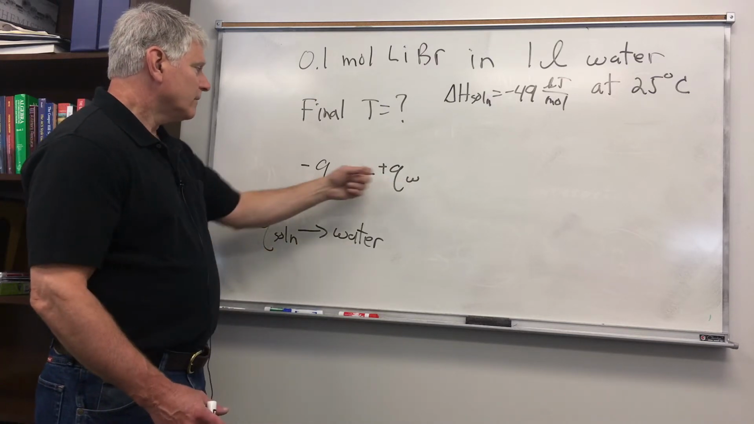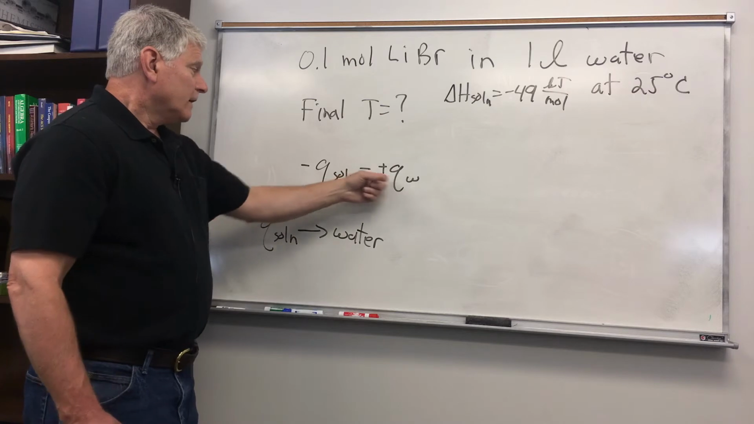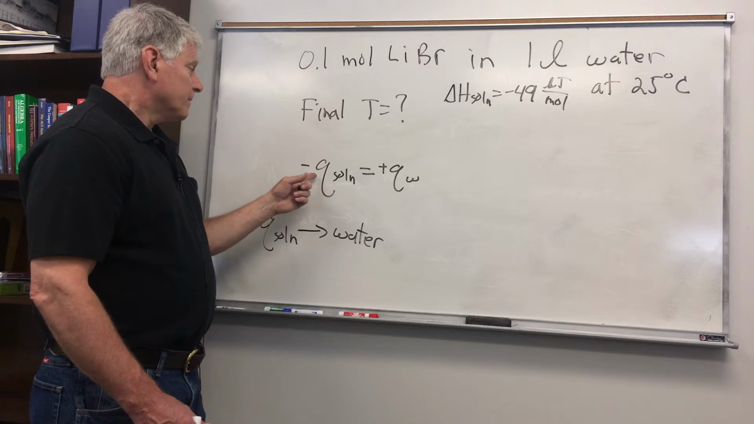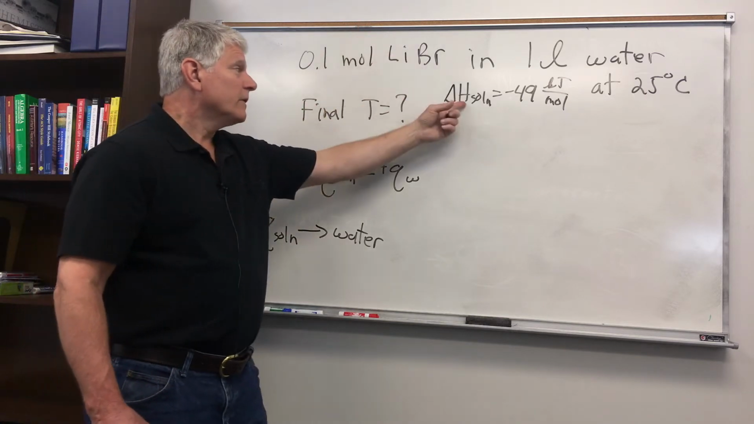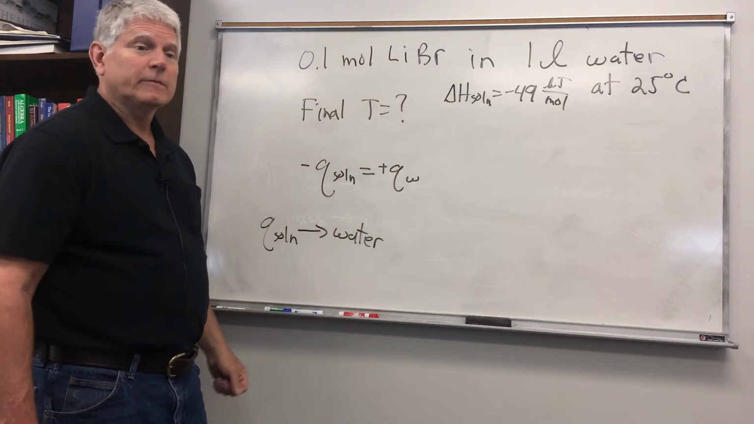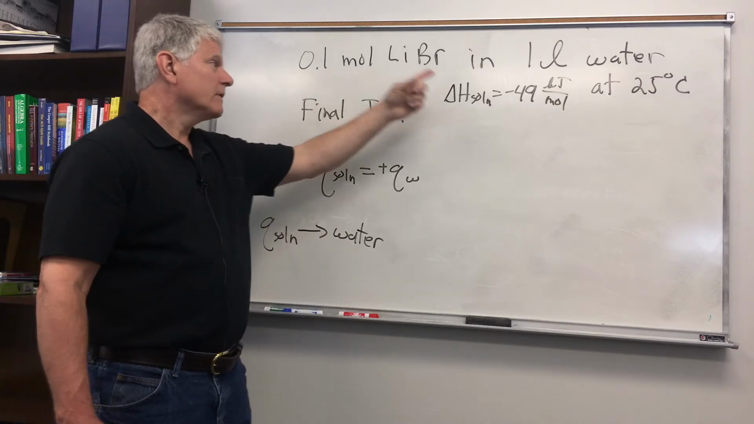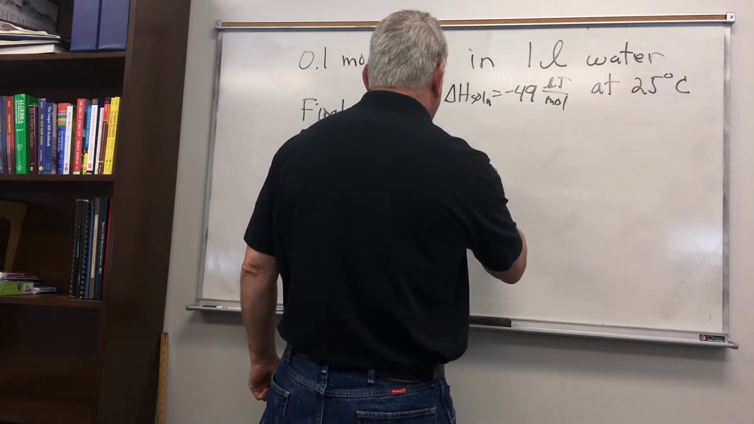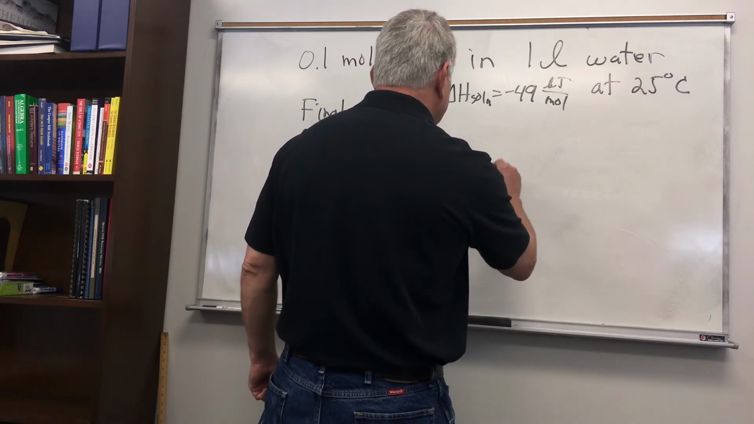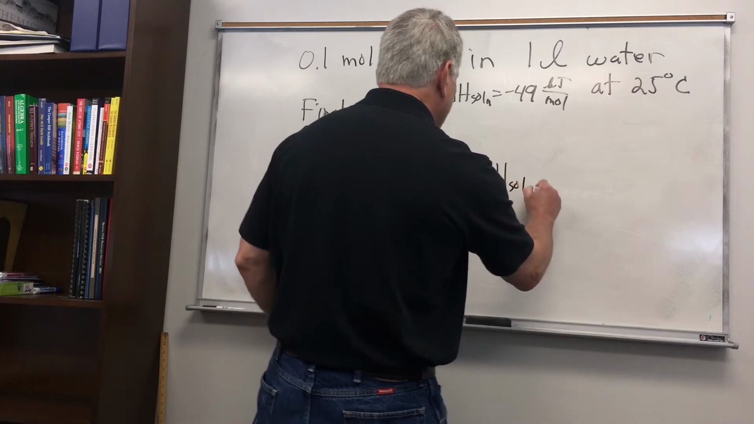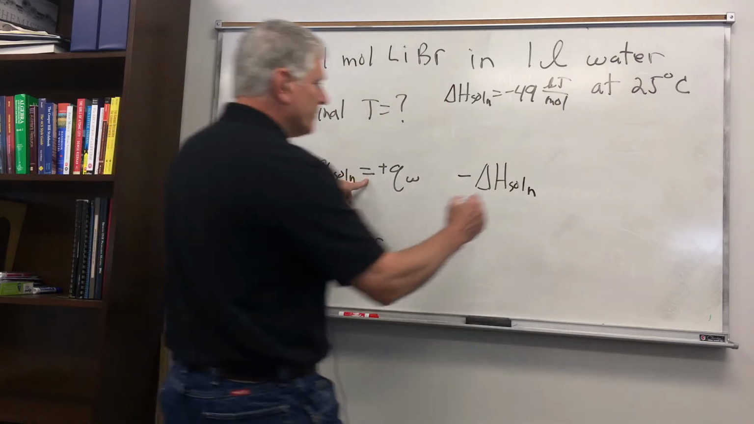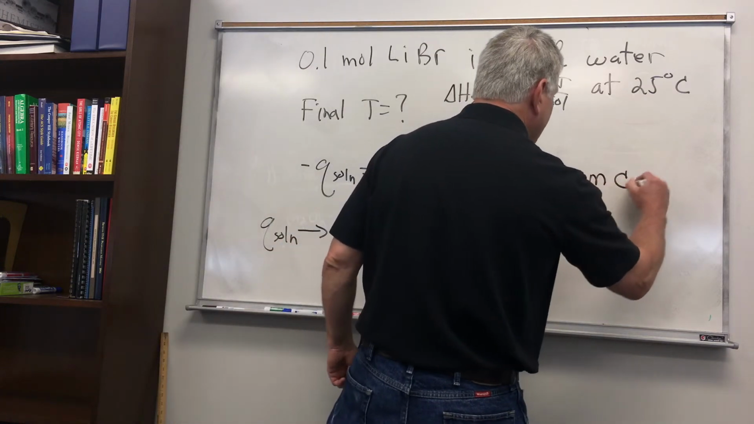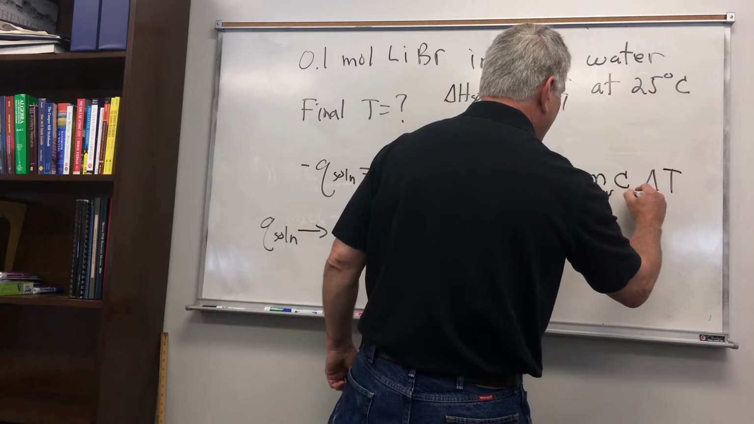Okay, so now I just put expressions in for the heat. Q solution is equal to delta H solution. Remember, Q at constant pressure is equal to delta H. So I have negative delta H solution, that's Q solution, is equal to positive Q water, and that's going to be m c delta T for water.